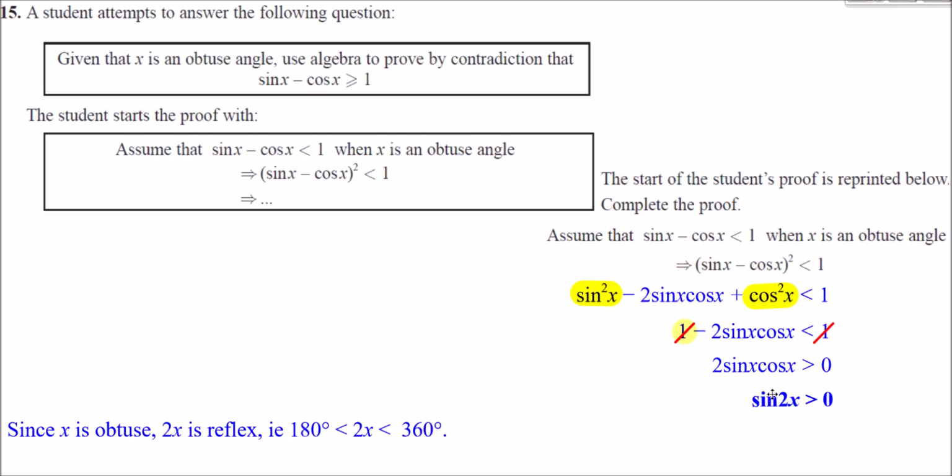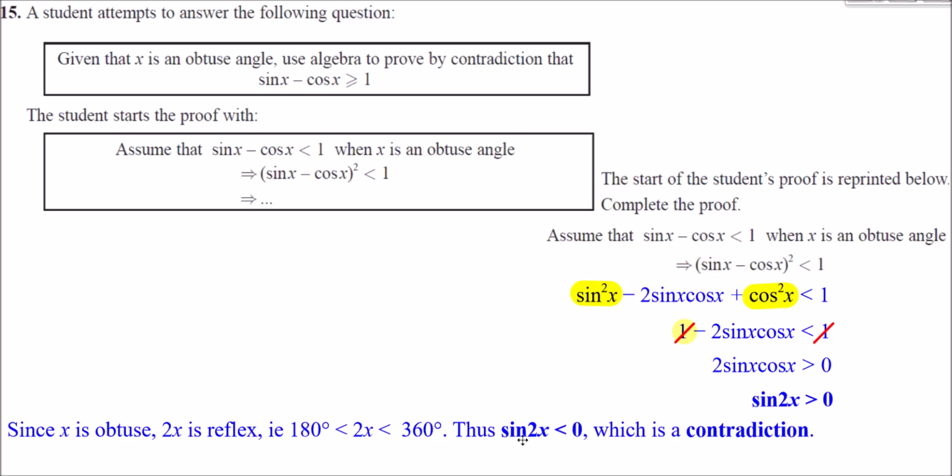If I take the sine function, remember the CAST diagram, sine of 180 degrees is 0, and sine of 360 degrees is 0 as well. So either if you picture the graph of the sine function or a CAST diagram, in between 180 degrees and 360, the graph of sine is negative. So then sine 2x needs to be less than 0, because if 2x is in between 180 and 360, sine 2x is always going to be negative.